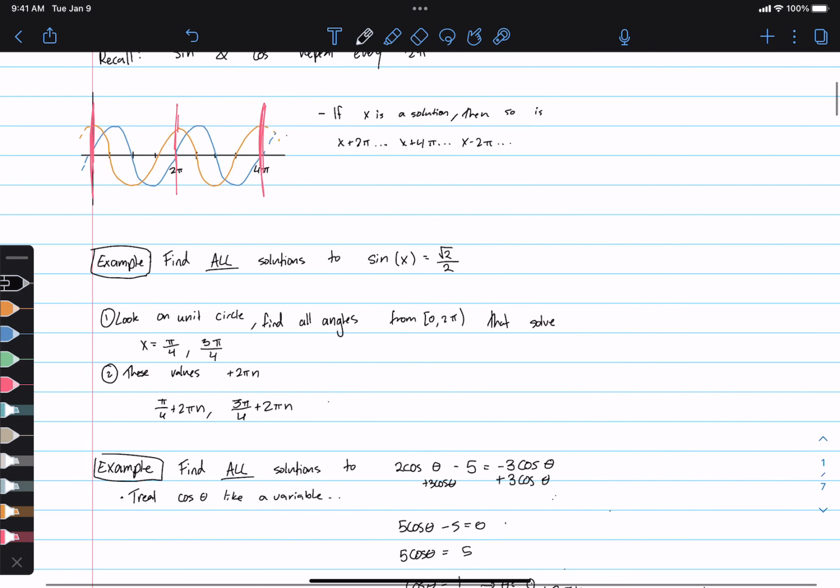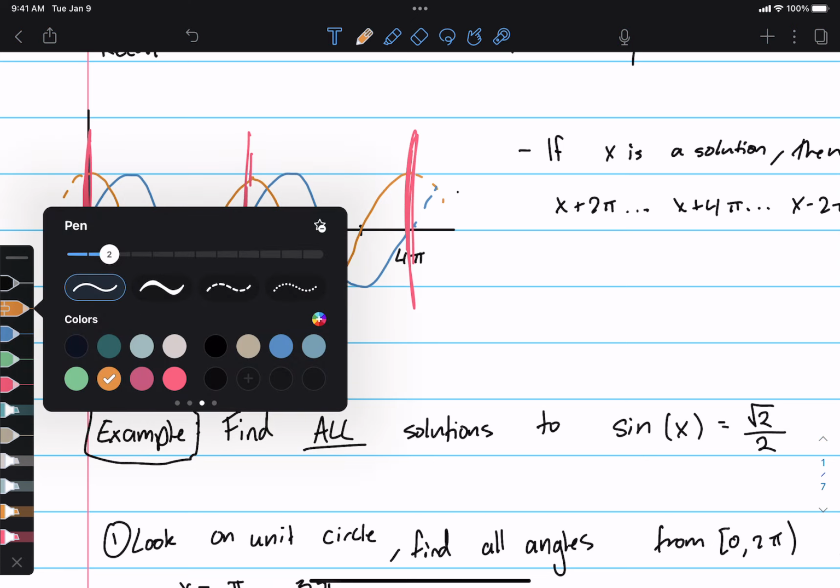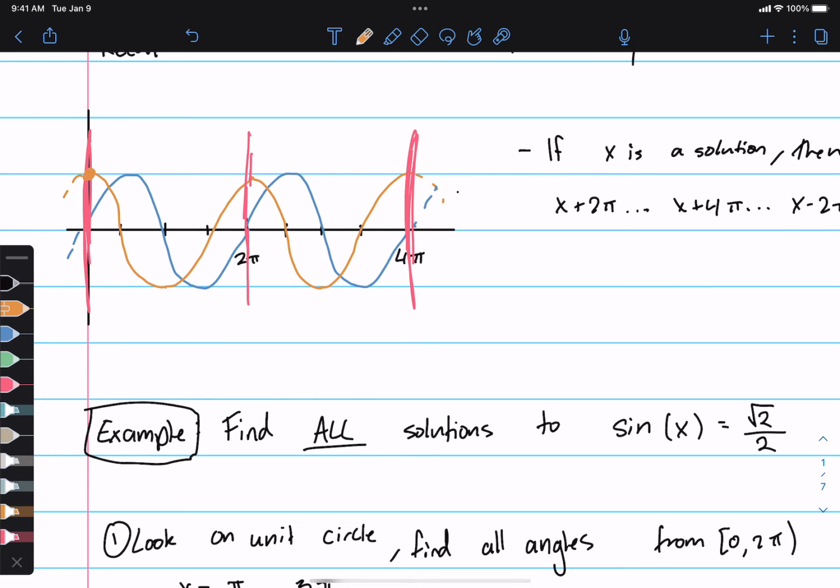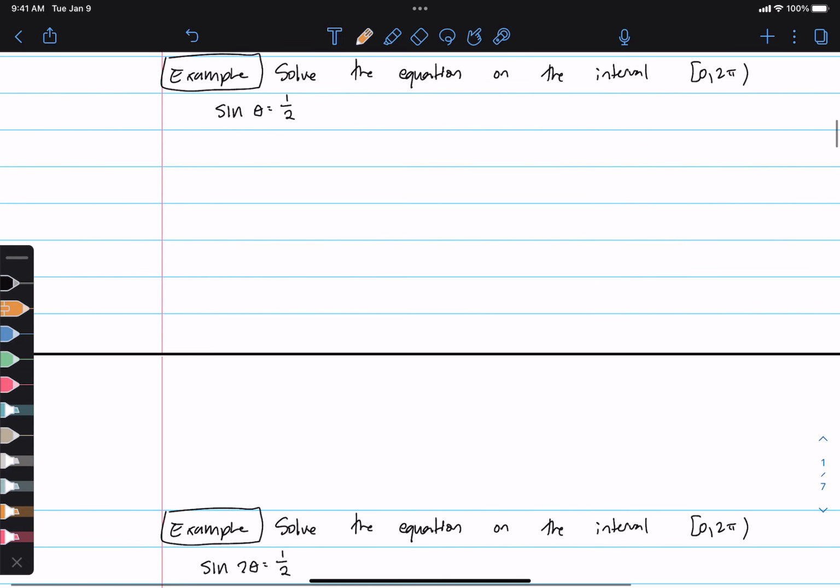And you can see on this graph that I wrote here, cosine is in yellow, it's 1 here at 0, and then it's not 1 again until 2 pi, and then it's not 1 again until 4 pi. So this makes sense on a graphical level.